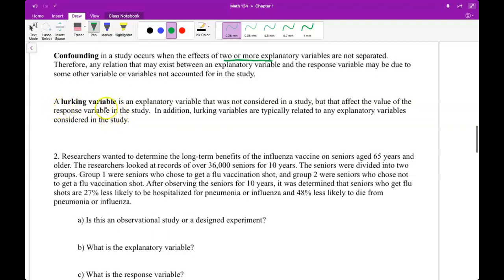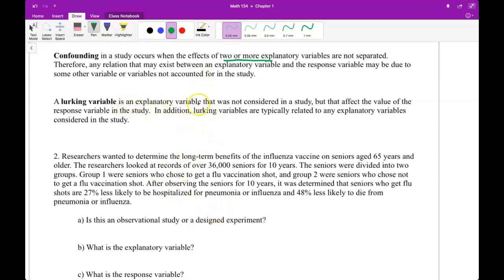Next part is lurking variables and explanatory variable. This one is very close to that part, but we have a little difference between these two. While working on examples, we can see what the difference is.